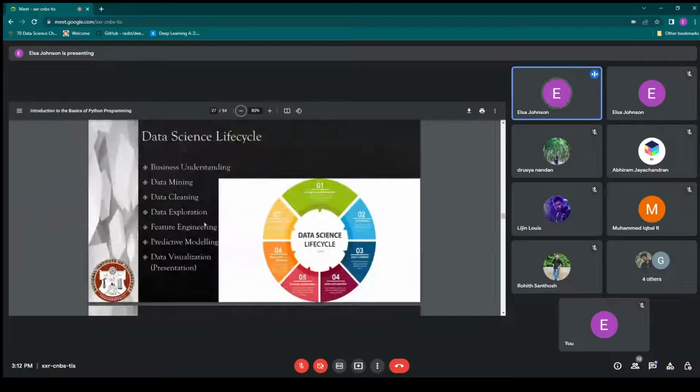Now, next is the data science life cycle. These are the different steps in a data science life cycle. First one is business understanding. Business understanding means finding out the relevant info, seeing which particular data is there to be collected. So that is the first step.